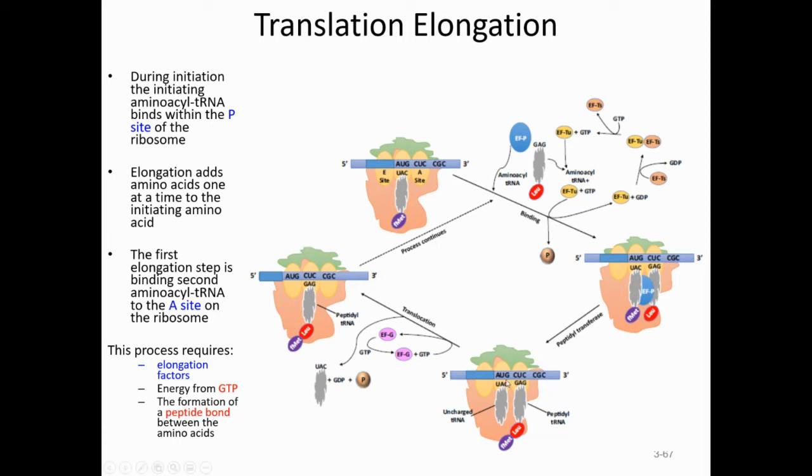And then these uncharged tRNAs will move from the P site to the E site, and the peptidyl tRNA moves to the A site. Once the empty uncharged tRNA moves to the E site, it will be released, and so it will be recycled to be charged again, so it can come back.